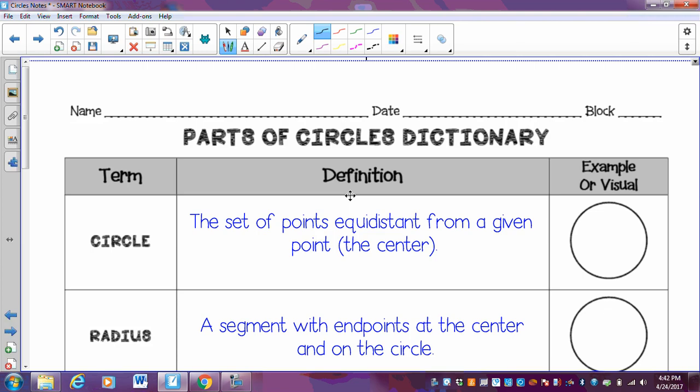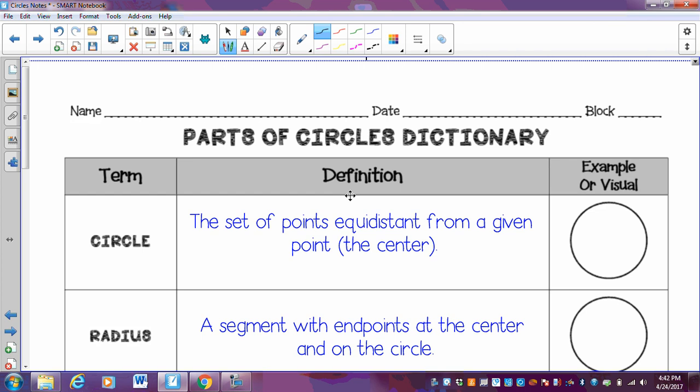Okay, let's talk about some circles. So what I would recommend you do is probably pause this video as we go through so that you can make sure you get everything written down. So to start off, we have our terms. So this is all going to be the dictionary stuff.